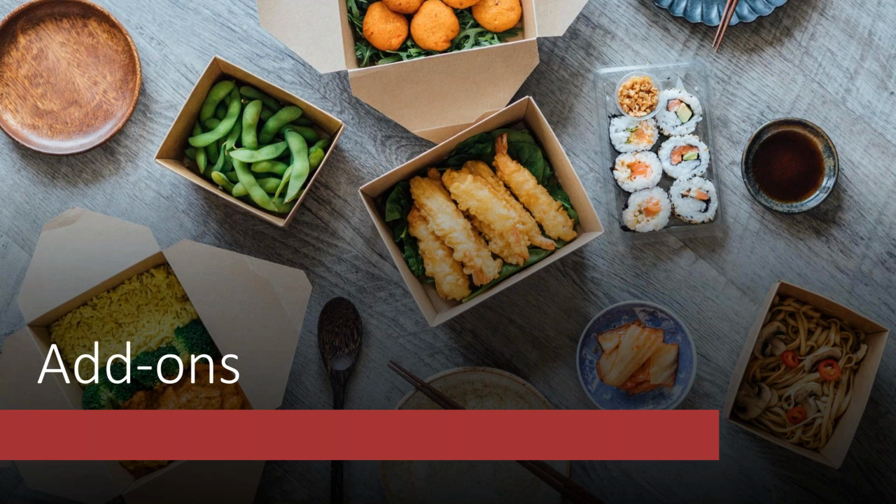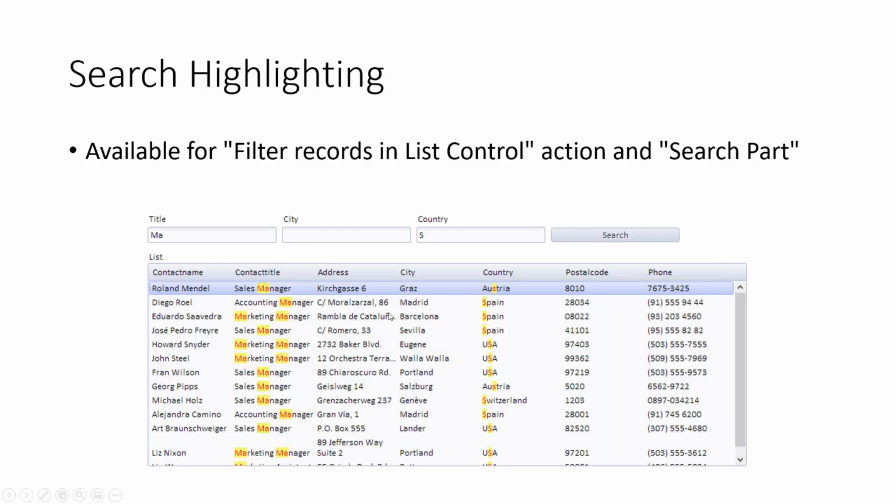A few things I wanted to call out during this presentation today are some add-ons you can add to your searching that may create a nicer user experience for you. And that first one being search highlighting. Search highlighting is something you can turn on in the list. Whenever the filter records in a list control action is used, or you do a search using the search part, regardless of the type of search part you've picked, the individual controls, keyword, or query by form, search highlighting will work with that.